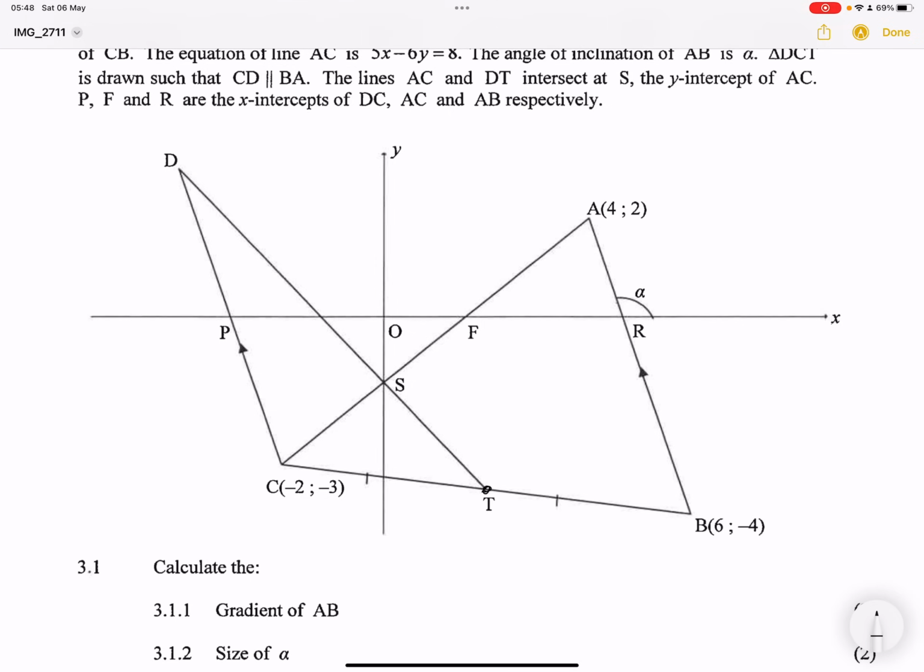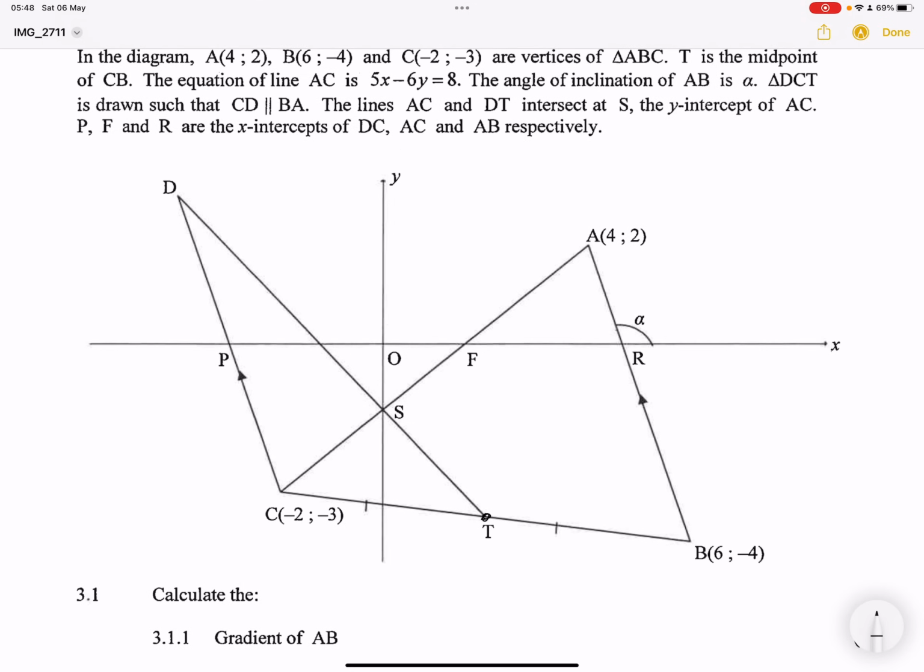They say the equation of the line AC is given by, so let's look for line AC. We know that line is given by 5x - 6y = 8. Now, if I were you, what I would actually start doing is finding this equation. I know we're going to need it at some point. So let's write it in standard form.